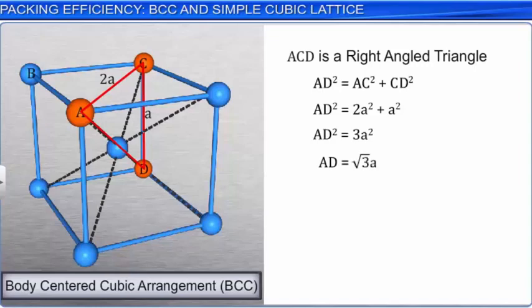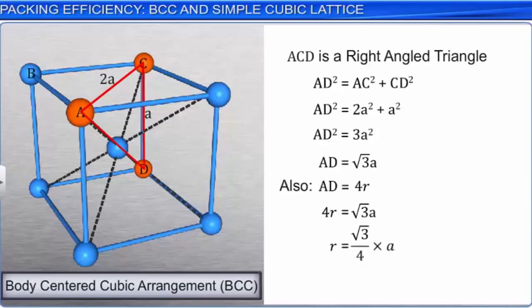The body diagonal of a unit cell, AD, is equal to 4R. Hence, equating the two expressions for AD, we can say that 4R is equal to root 3 into A. Hence, R becomes equal to root 3 upon 4 into A.